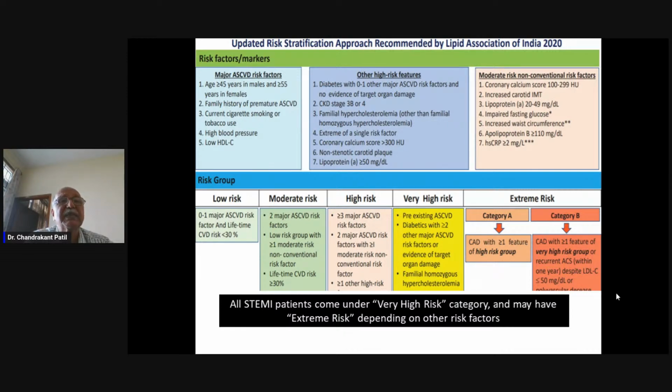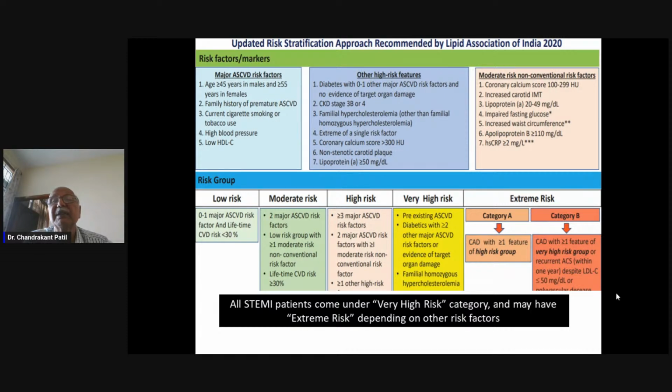Especially more than 10 years. If there's already a CKD, familial hypercholesterolemia diagnosed in the families, extreme of a single risk factor, whatever I have already explained to you. If in the coronary CT score, that is calcium score, it is more than 300 Hounsfield units, and a non-stenotic carotid plaque is diagnosed, or if you have checked lipoprotein A at any time and it is more than 50 milligrams, these are all what are called high risk features.